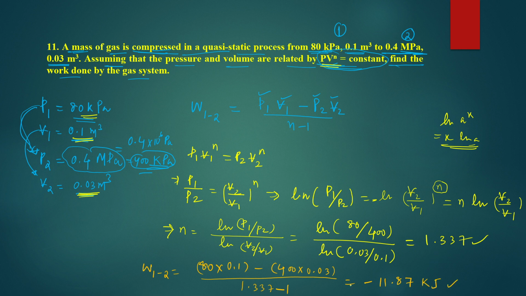Again, here you can see we are getting a negative sign. It was intuitive because we are doing a compression process, right? Because of this compression we have to supply the work, so that is why we are getting the negative sign. Okay, so I hope it is clear.